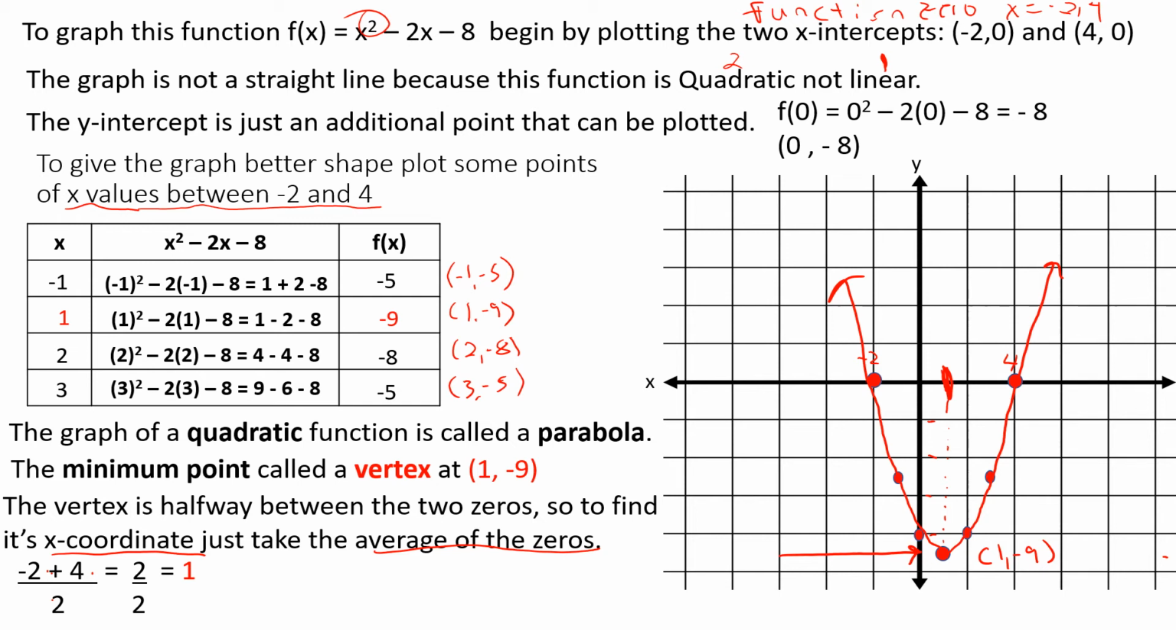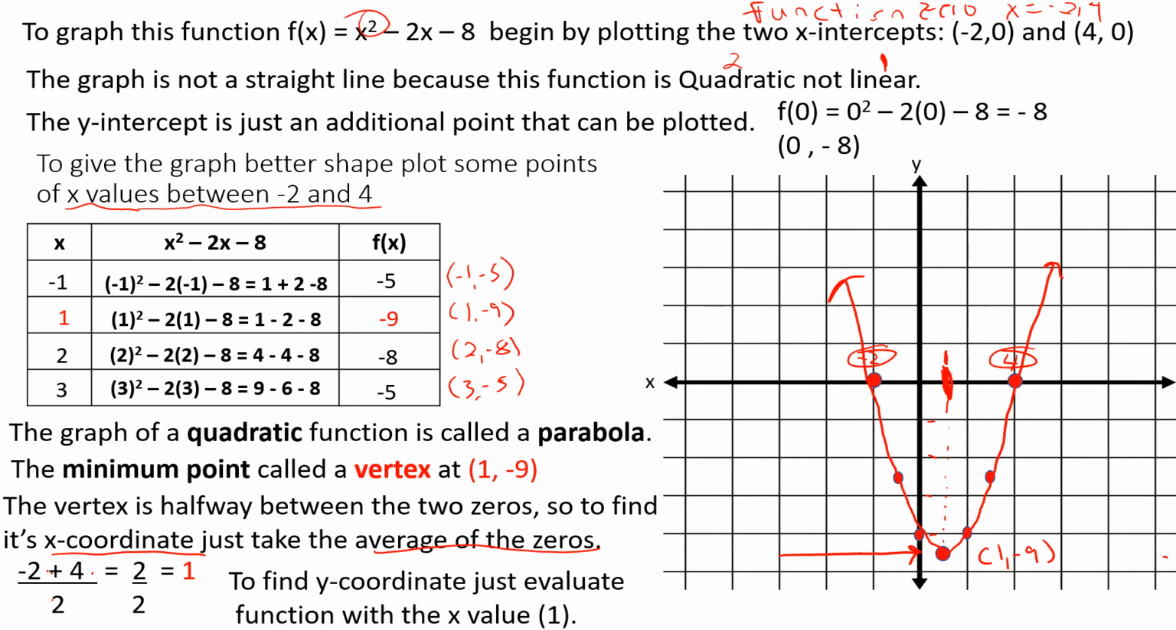Well, that makes sense, right? If I take the average of the -2 and the 4, halfway between, I'm going to get the 1, which is the x value of my vertex. So now how do I find the y of my vertex? You simply evaluate the function where the x value is 1, which I have done right here. Remember, I plugged in 1 and I ended up getting this value. So my x is 1 and my y is -9, and this is the vertex. So that's how I found the vertex.